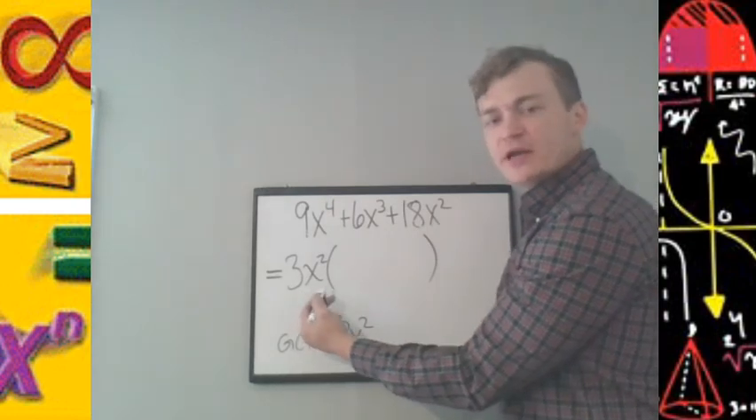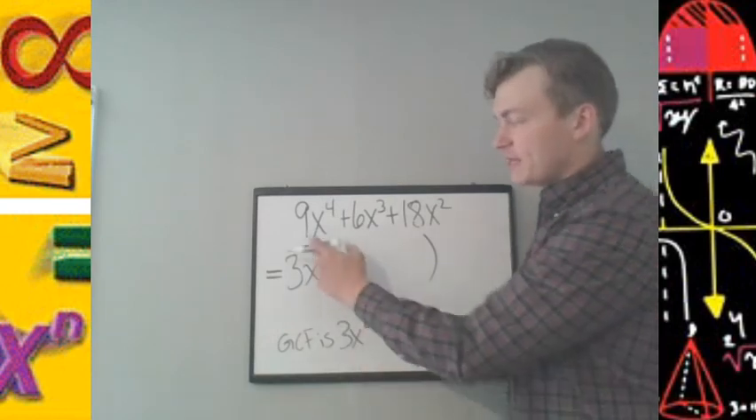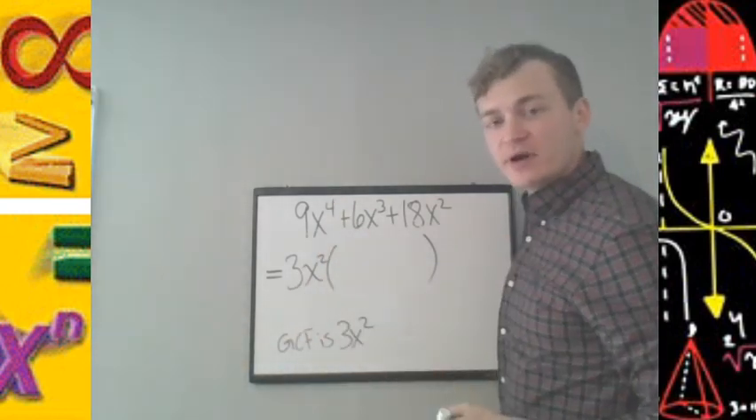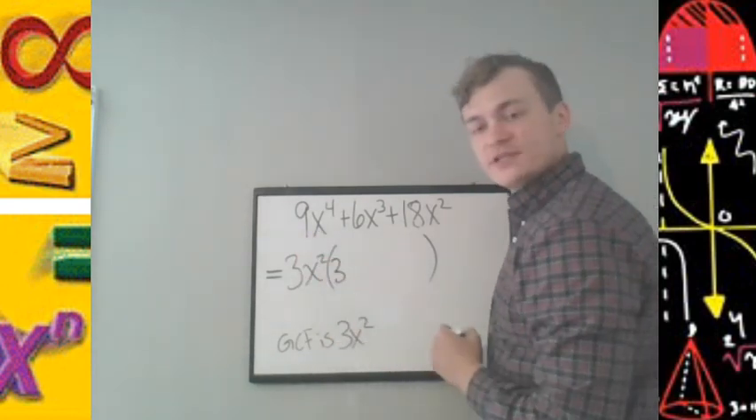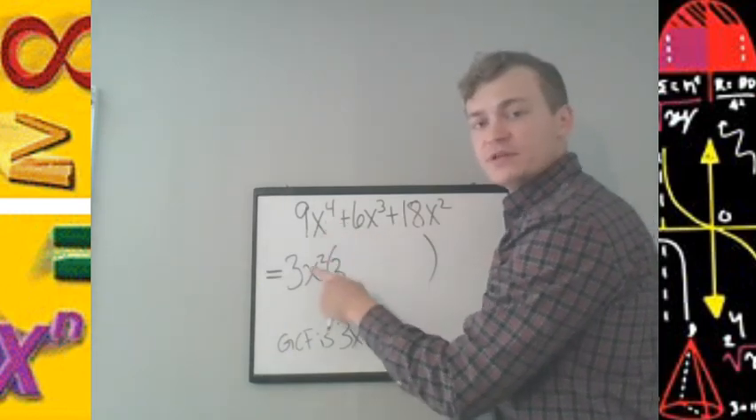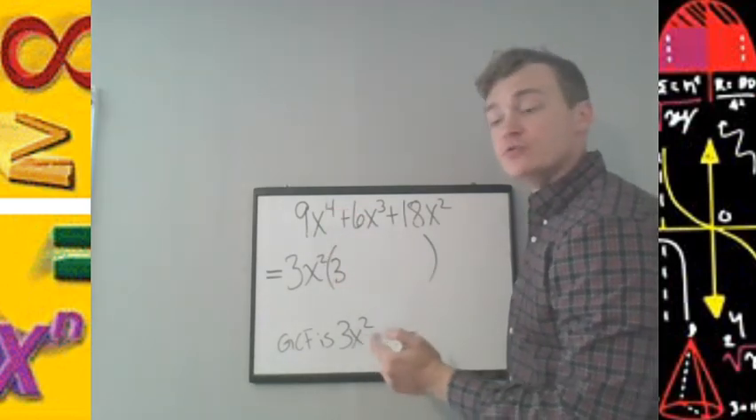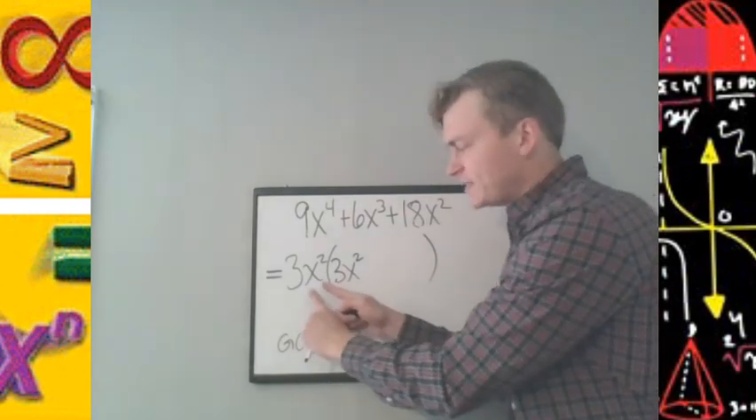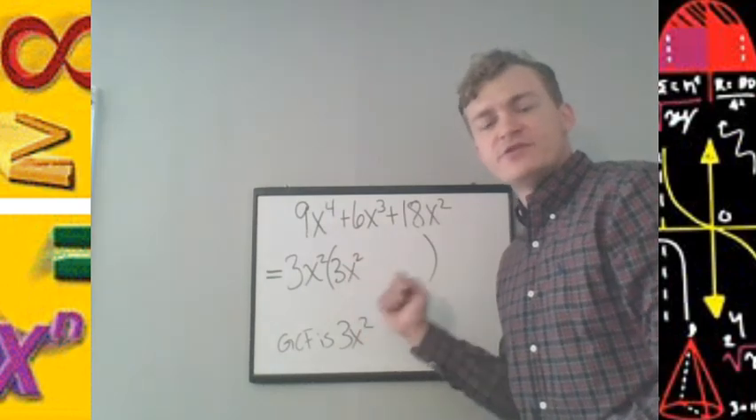So what do we need to multiply to our GCF in order to get back our three terms? In other words, 9x to the fourth divided out or factored out by 3x squared. 9 divided by 3 is 3. x to the fourth divided by x squared, well, 4 minus 2 is 2. So we leave behind two factors of x. But that makes sense, right? If I factor out two of the four factors, I had to leave behind the other two factors.